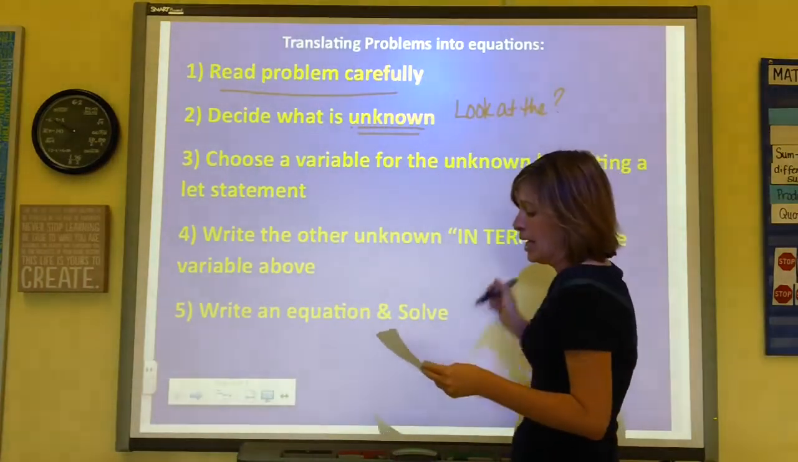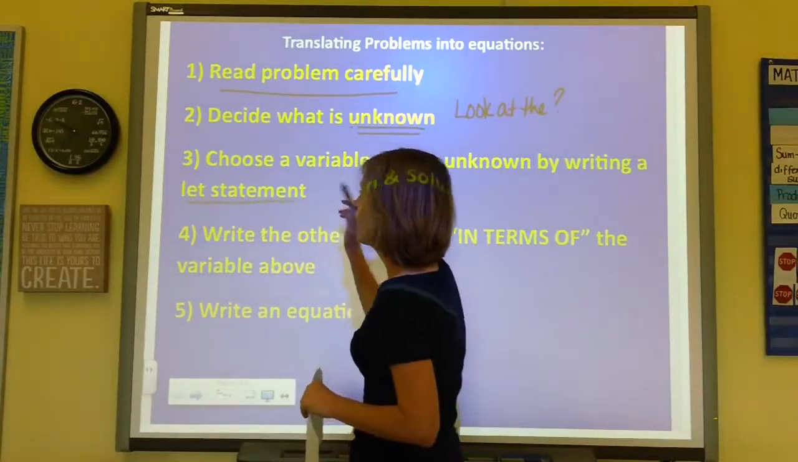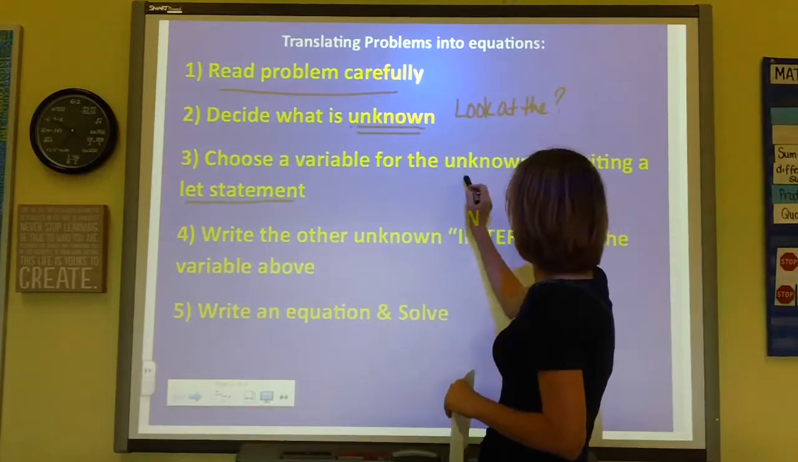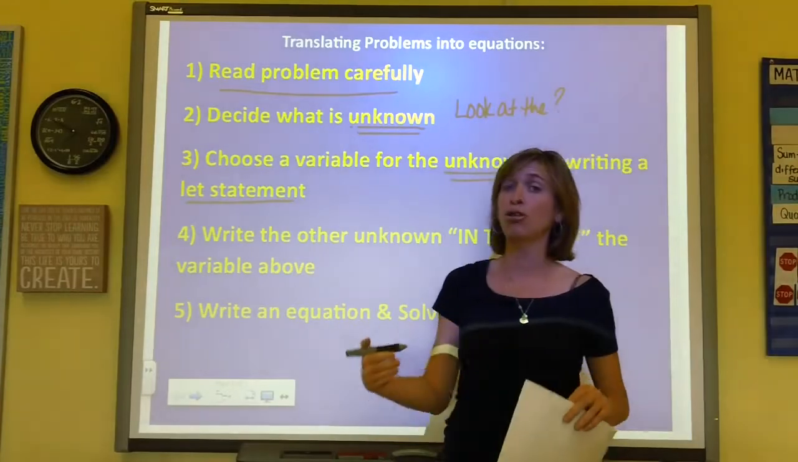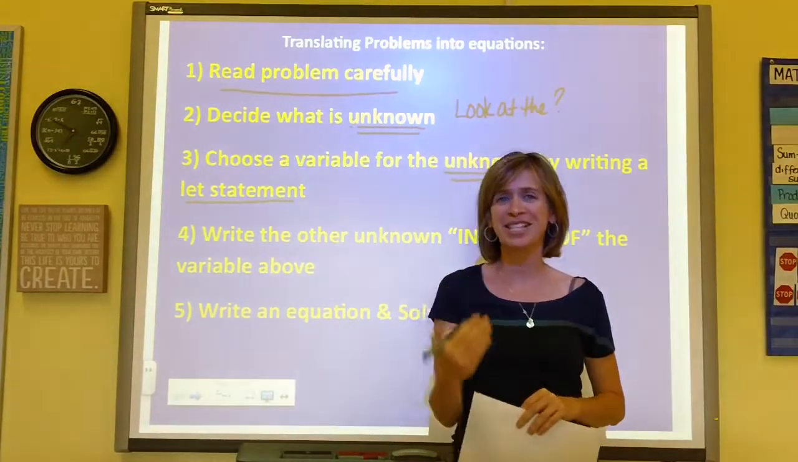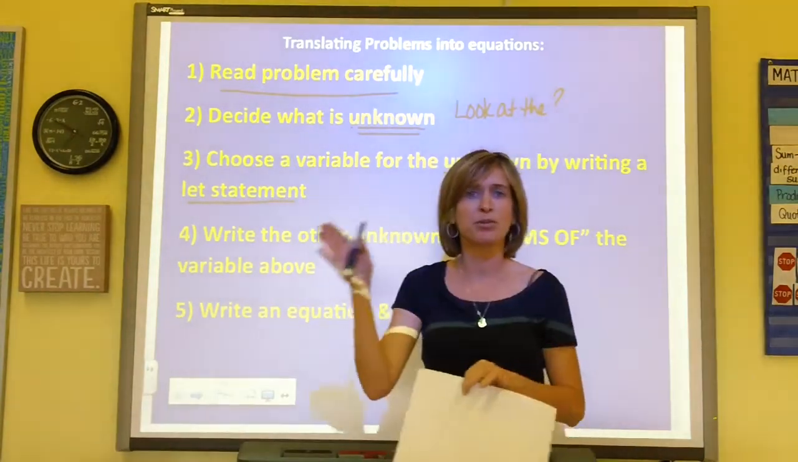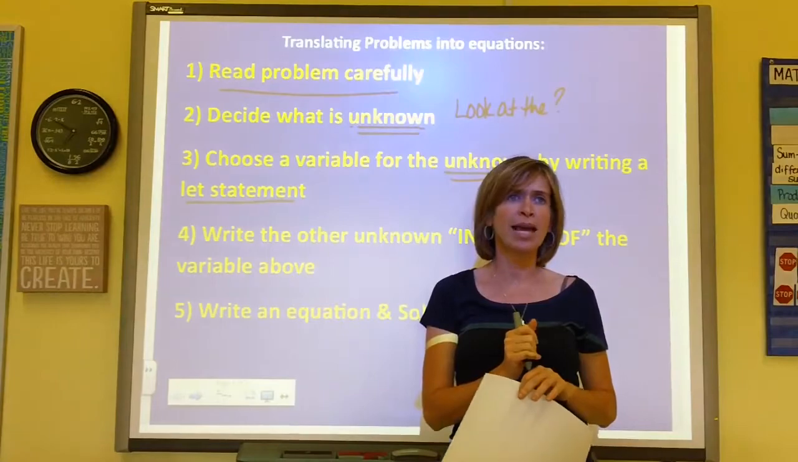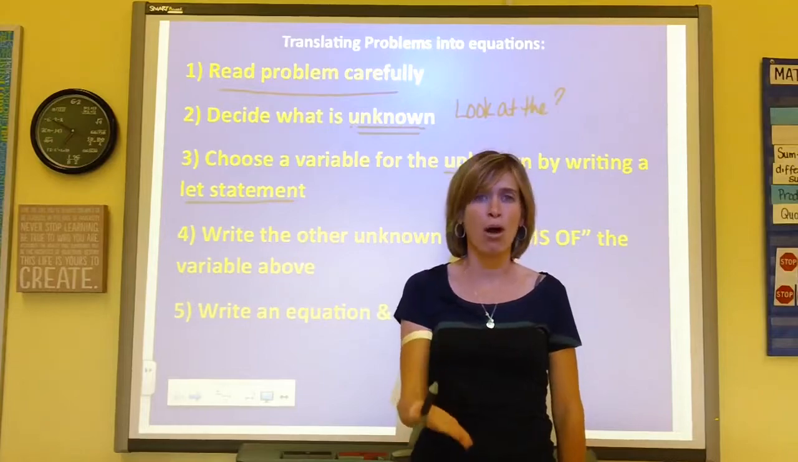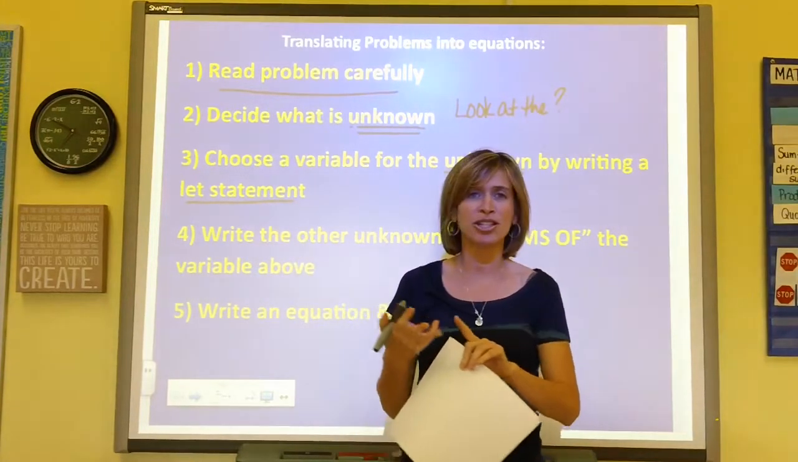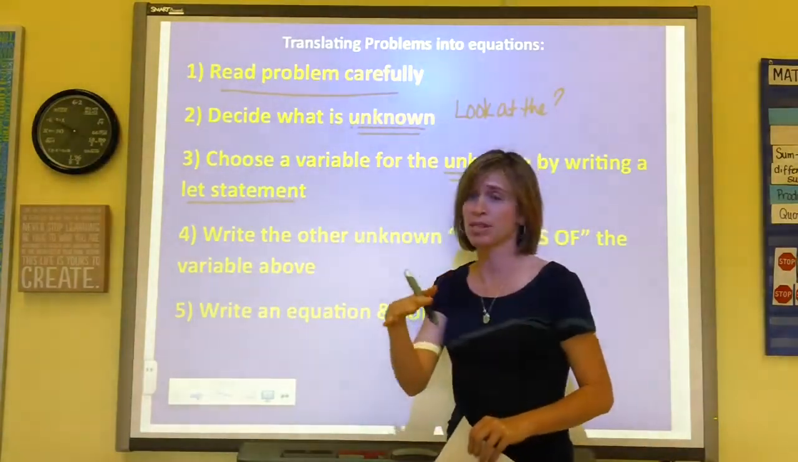All right. Choose a variable then for the unknown by writing a let statement. I'm going to go through that in the first example, but how do we pick the variable for the unknown? Sometimes we're looking at two unknowns. Usually I suggest if the question asks for one specific unknown, then you let that be your variable. But if it says, what are the lengths of both ropes? I always go with the one that's smaller, okay? It avoids fractions and subtraction, the two things that we don't really like. And I'm going to show you examples of this.